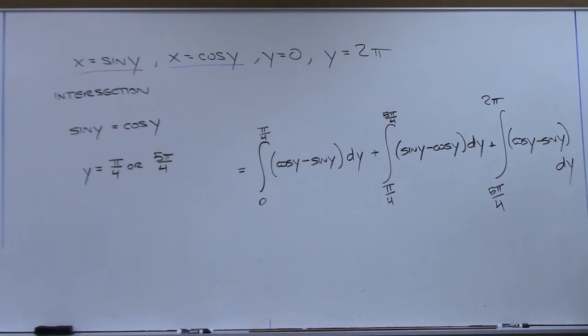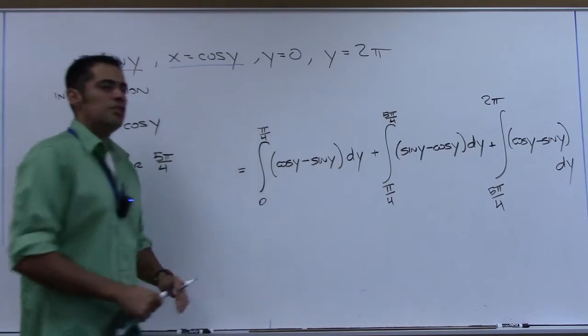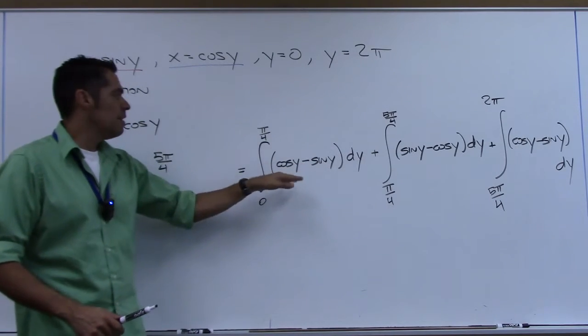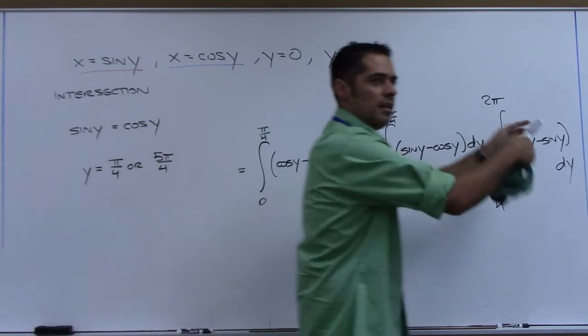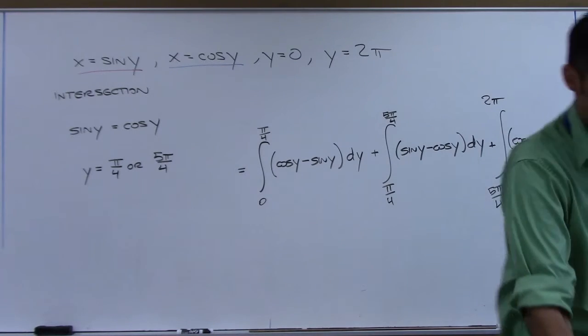I'm out of room. Could you integrate each of these? Yeah, those are pretty simple antiderivatives. And then you have to plug in the fundamental theorem of calculus for this, get an answer, get an answer, get an answer, add them all up, you're done. Dot, dot, dot. That means we're done.